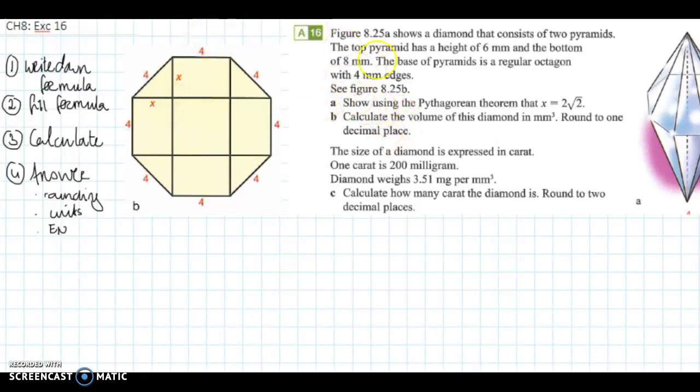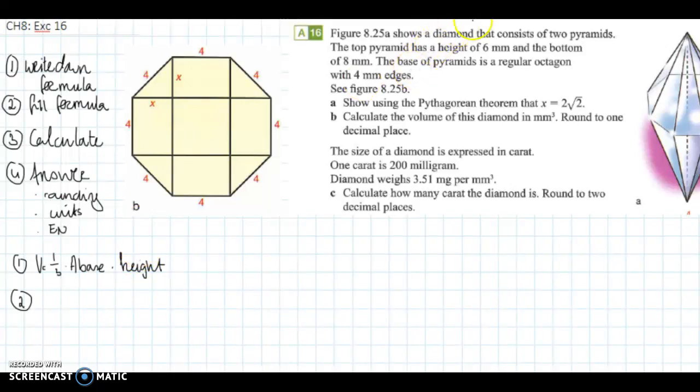So first of all, we're going to write down the formula for a pyramid. We start with the top one, and the formula for the pyramid is volume is 1/3 times base times height. Okay, so step 2, we're going to fill in the formula. What you see now is that in order to calculate volume, we need the area of the base and we need the height. Well, the height we already know. The height of the top pyramid is given, that was 6 millimeters. But the area of the base, that's a different story.